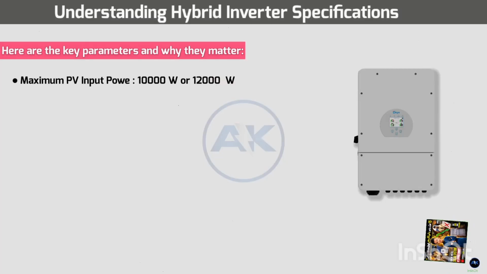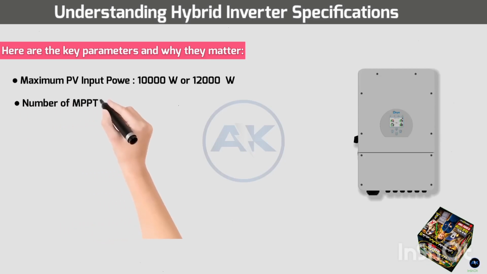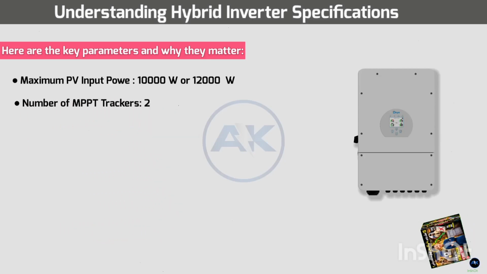This is the maximum DC power the inverter can handle from the solar array. Importance for string sizing: your total PV array wattage, 8,190 watts from our 14 panels, must be less than or equal to this value. Number of MPPT trackers: 2. MPPT, maximum power point tracking, trackers are electronic circuits that optimize the power output from the solar array.